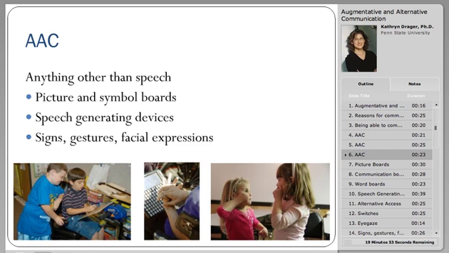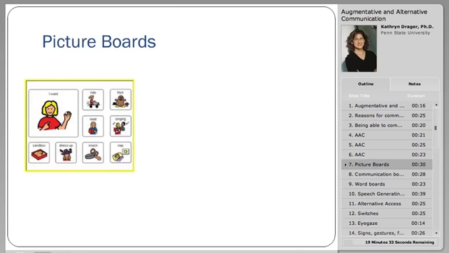What is AAC? AAC is anything other than speech for communication. Some examples include picture, symbol, and word boards, computer systems that have speech output, or speech-generating devices, and other methods of communication such as using signs, gestures, or facial expressions.